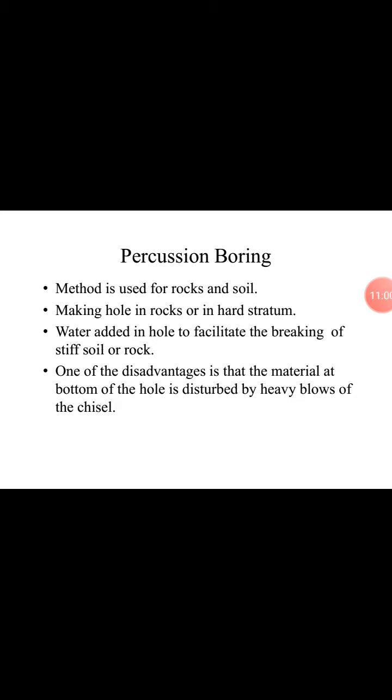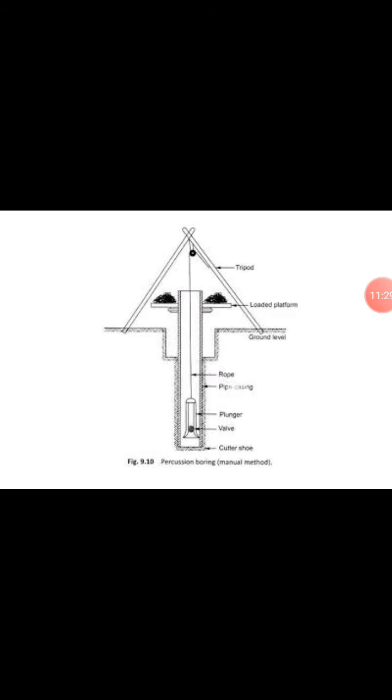Now next is percussion boring. This method is used for rock and soil having boulders, which are broken up by repeated blows from the bit or chisel. This method is used for making holes in rock in a hard stratum, and water is added in the hole to facilitate breaking the stiff soil or rock. One disadvantage of this method is that the bottom of the hole is disturbed by the very heavy blow of the chisel. So here see this figure.